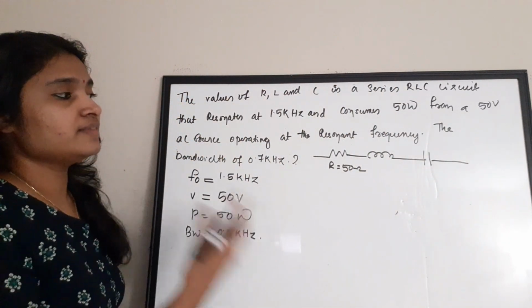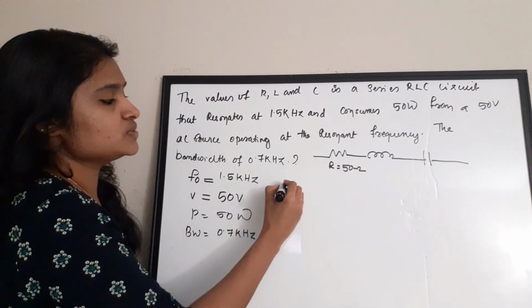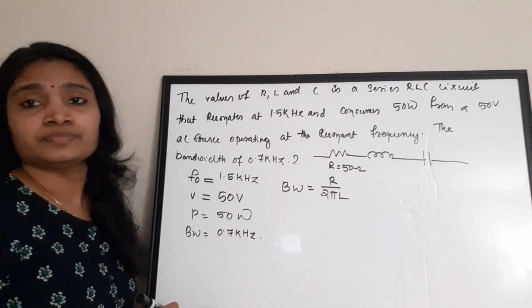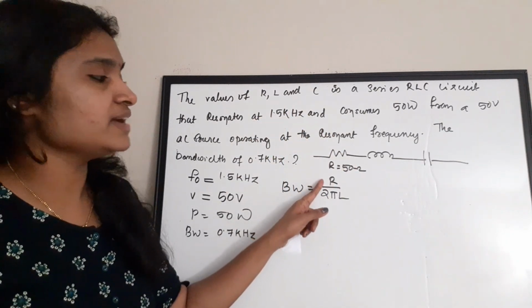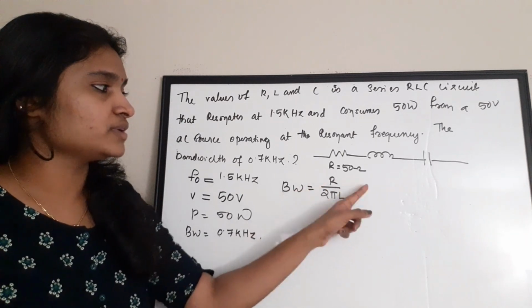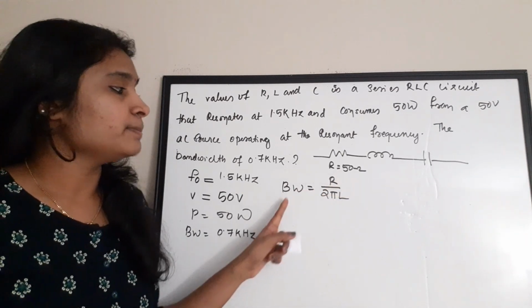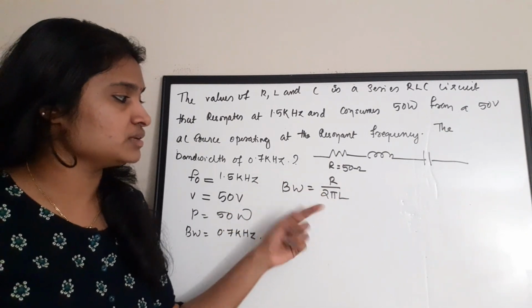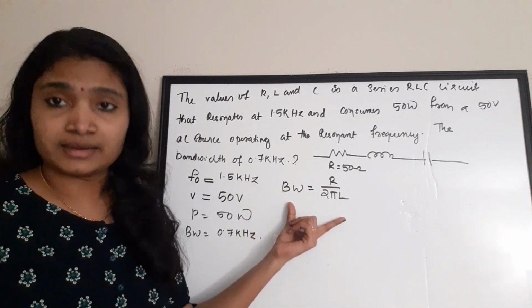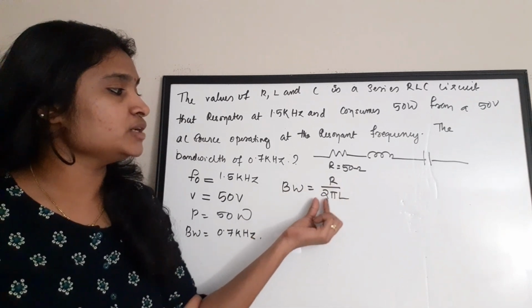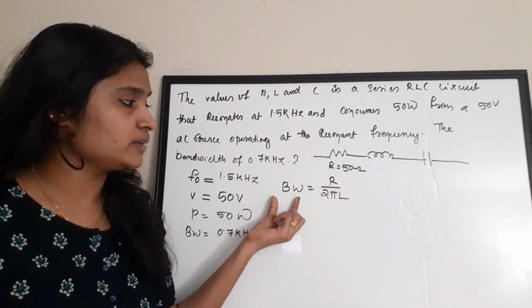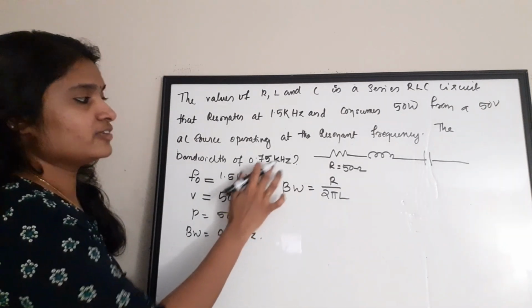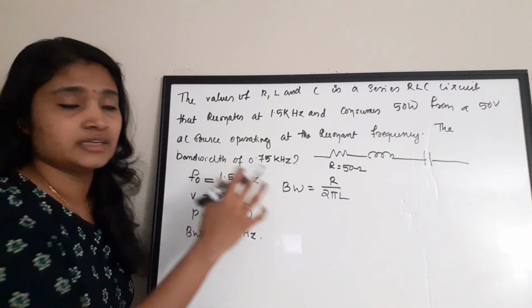Okay, so for finding the value of inductance, we can use the relation bandwidth is equal to R by 2 pi L. Here, the R value is now known to us from the first part. We have already solved that R is equal to 50 ohm. Bandwidth is 0.7 kilohertz. L we need to find. So from this relation of the bandwidth of an RLC circuit, you can substitute for bandwidth and resistance and you can find the value of inductance. Bandwidth here, okay, the value is 0.75. Earlier it was 0.7. I have corrected it. Please correct in your question also.